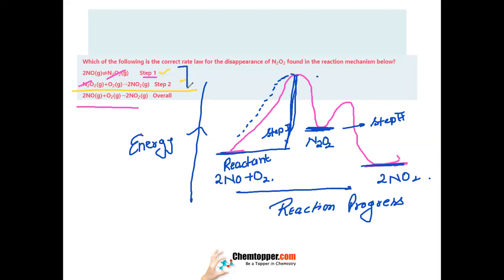So which one is the rate determining step? Step 1. Step 1 is the rate determining step. So what's the rate law for this overall reaction? The rate law for the overall reaction will be determined by the rate law of the rate determining step. The rate determining step is step 1. The rate law for step 1 is rate equals, yes, Aditi, very good, k times concentration of NO raised to power 2. So rate equals k times concentration of NO raised to power 2.